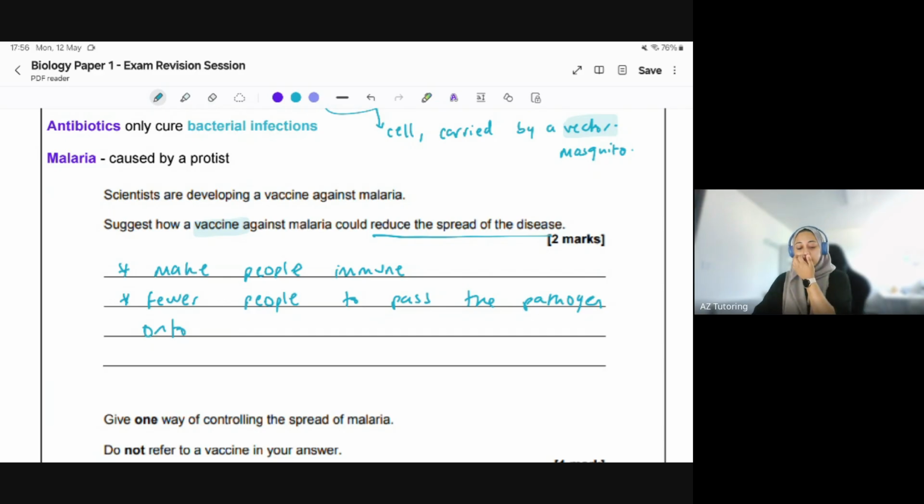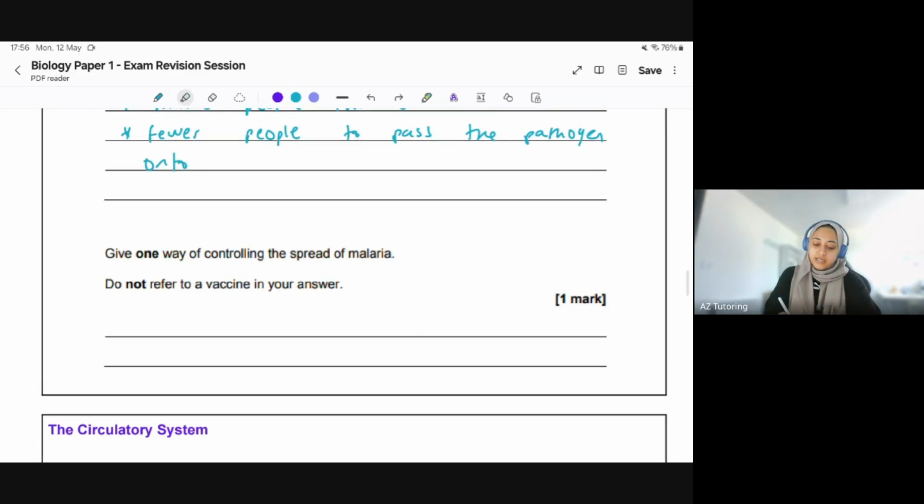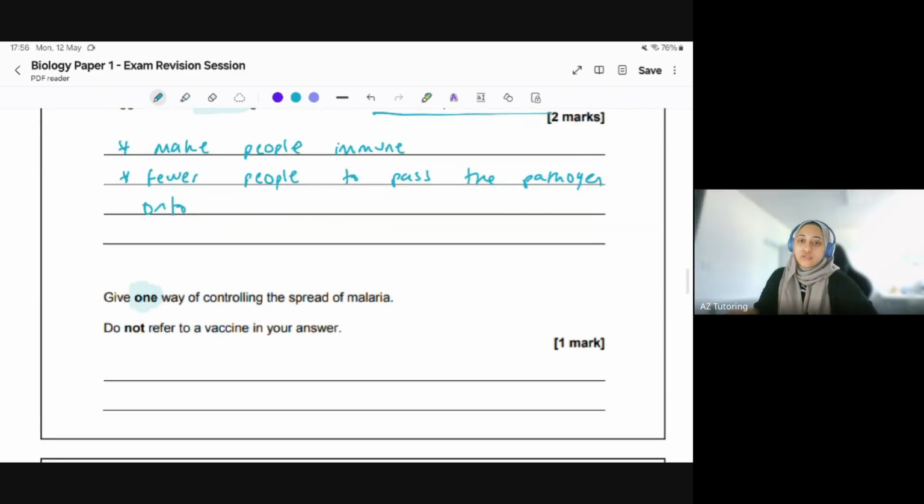I would recommend using bullet points in the exam just so you've got the 2 marks. Always look at every single mark for each question. If it's 2 marks, you need 2 points. If it's 6 marks, you want to get in a good structure. 1 mark, just write one thing. Here it said give one way. It's very specific to just give one way of controlling the spread of malaria. And it says do not refer to vaccine in your answer. Because they've already told you vaccine, they don't want you to use that.